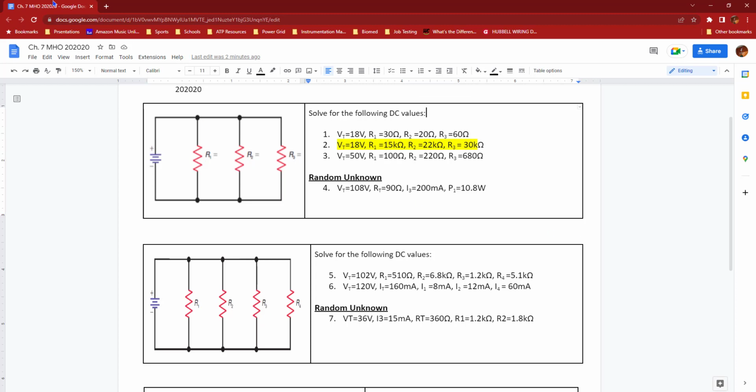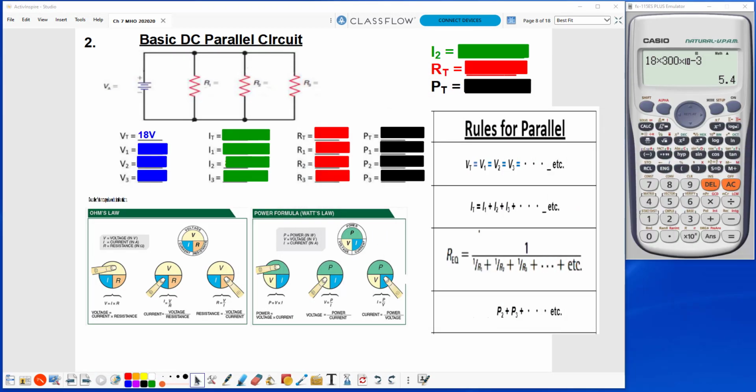All right, so I've taken my values from the Chapter 7 math handout, problem number 2. I have the value of all my resistors, and I have my total voltage. Since this is a basic DC parallel circuit and not a random unknown, the first step will always be to find RT.